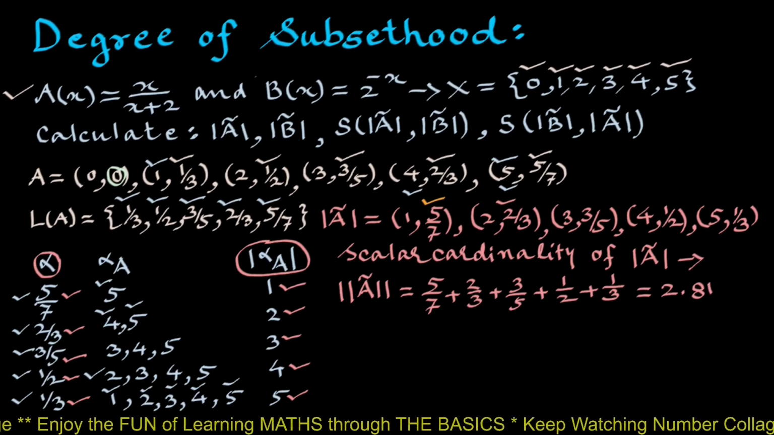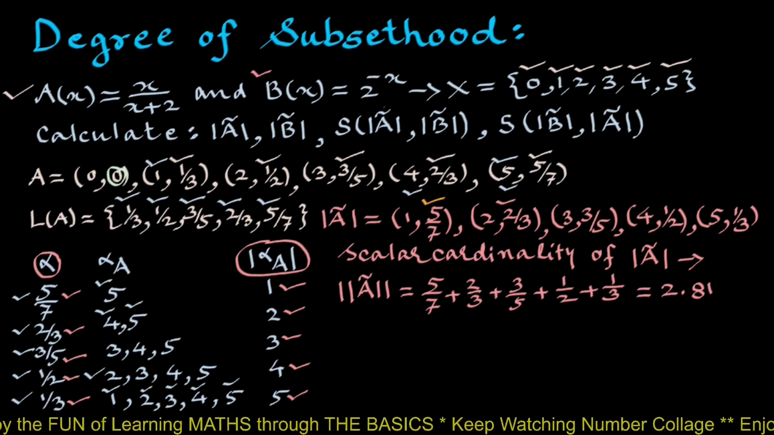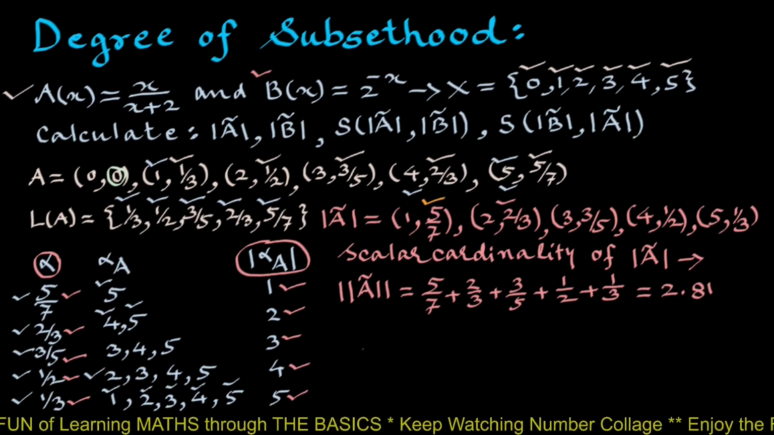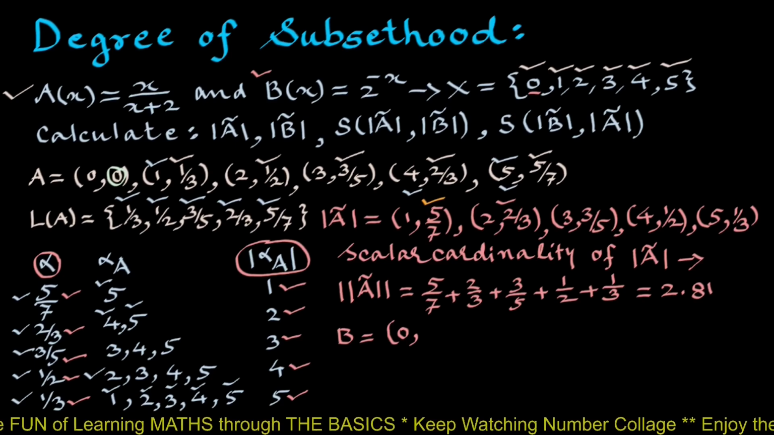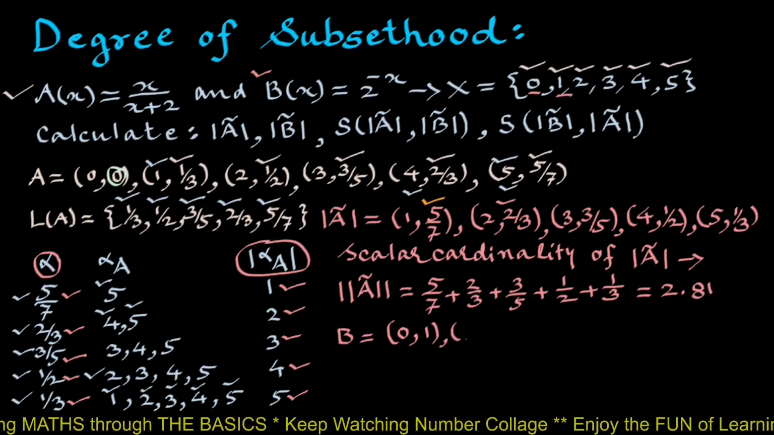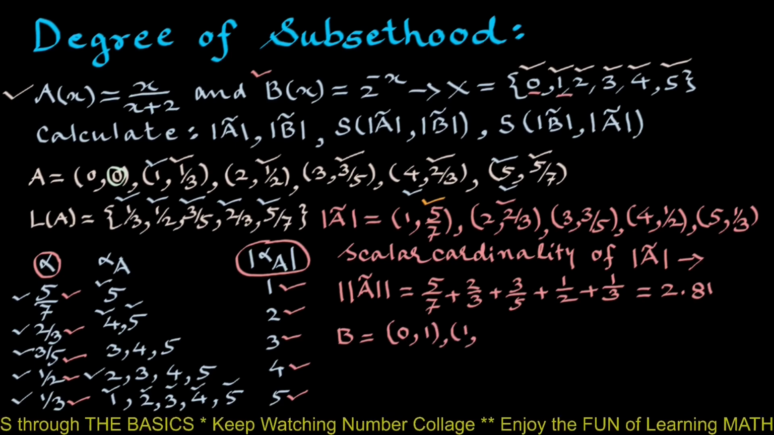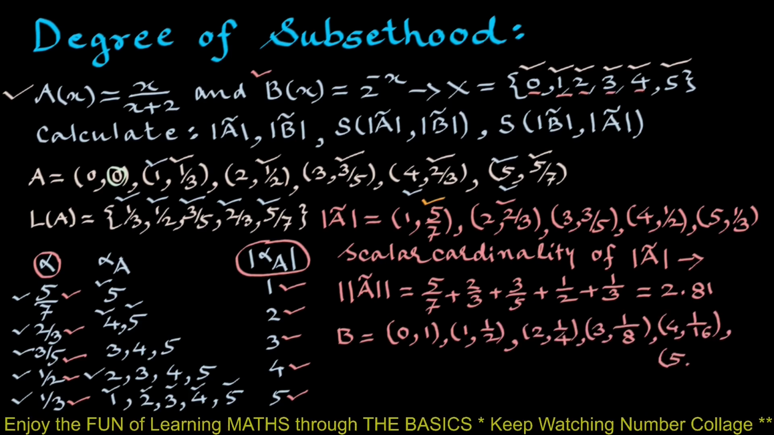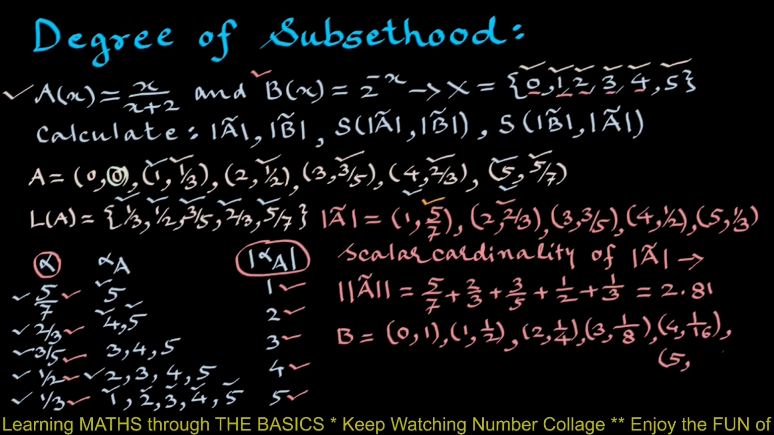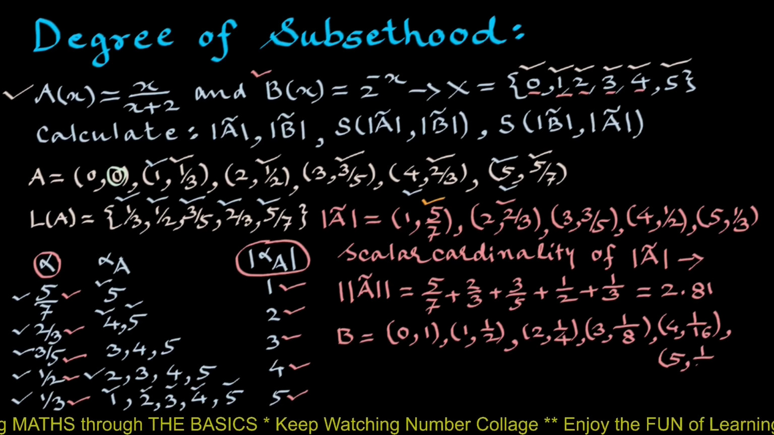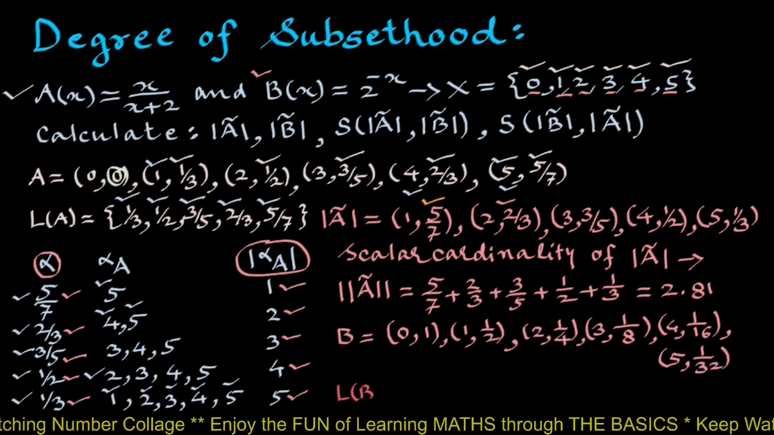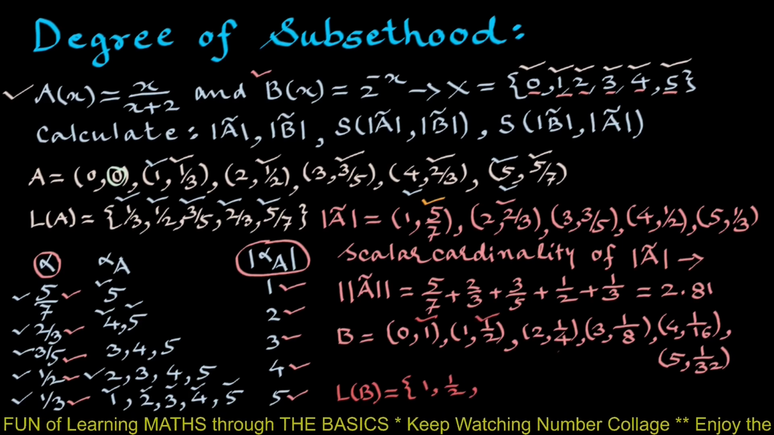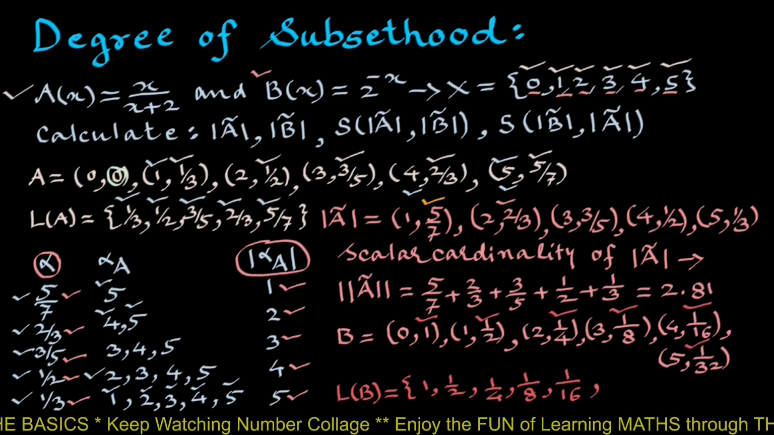Now according to this definition, B of x equals 2 raised to minus x, we will find fuzzy set B, this 0, comma 2 raised to minus 0, 1, this 1, comma 2 raised to minus 1, half, etc., 5, comma 1 upon 2 raised to 5, 1 upon 32. And level set B, L of B will be this 1, this half, etc., and this 1 upon 32.